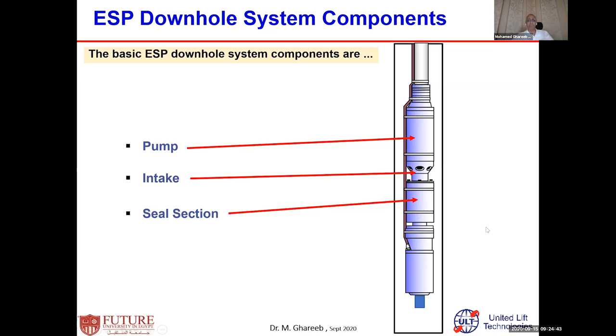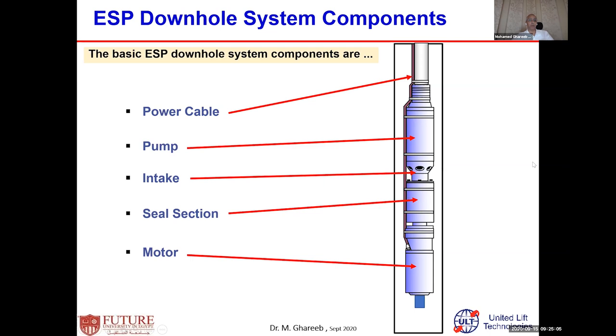Then you have the seals between the intake and the motor. Plus, I have the motor. Then I have pump, intake, seal, motor. What else? How is the motor running? Is the motor running by electricity? What transfers electricity from the surface to the pump? It is the electrical cable. It's a cable.